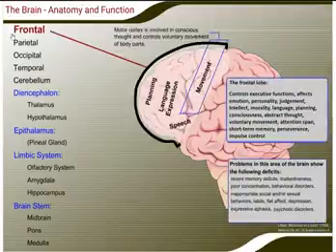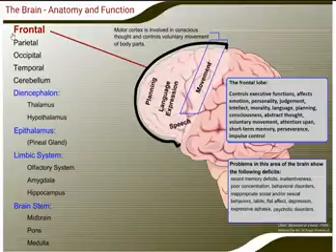The frontal lobe. This area of the brain controls executive functions and affects emotion, personality, judgment, intellect, morality, language, planning, consciousness, abstract thought, voluntary movement, attention span, short-term memory, perseverance, and impulse control.